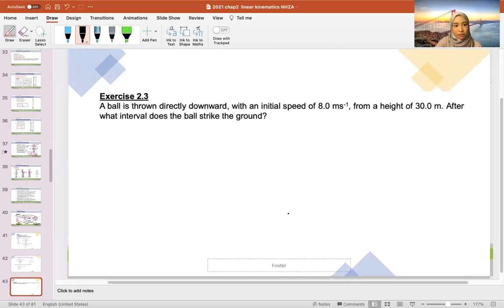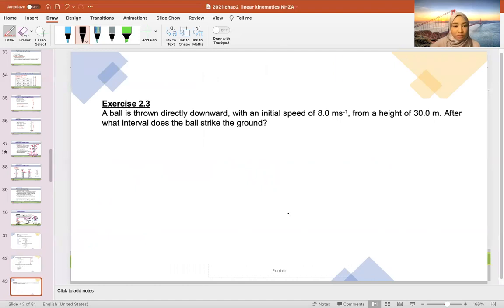Okay, next one, exercise 2.3. Now I'm going to ask you guys to try. A ball is thrown directly downward. Ni dia kasih bola ni, dia baling ke bawah terus. With initial speed, U equals to 8 meter per second from a height of 30 meter. Ataupun kat sini, 30. Kat bawah ni, 0 meter.